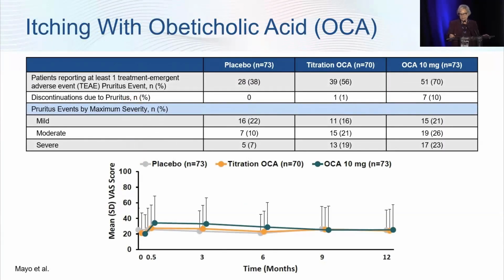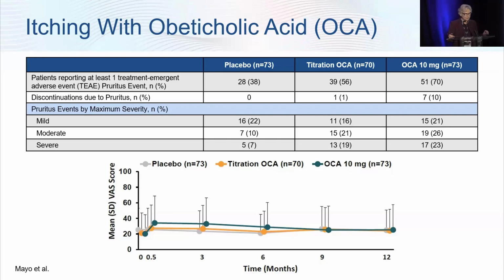Now, obeticholic acid gets a bad rap for itching, right? But I want you to look at this POISE data. This is 52-week data, where while it didn't improve itch, it also didn't worsen itch. In the placebo arm, the titration arm, which went from 5 to 10, and the OCA 10 milligram arm, which we know was a big mistake to start at 10 milligrams, their baseline itching was equal to their 52-week itching. And this has been shown again in the 5-year data from the open-label trial.